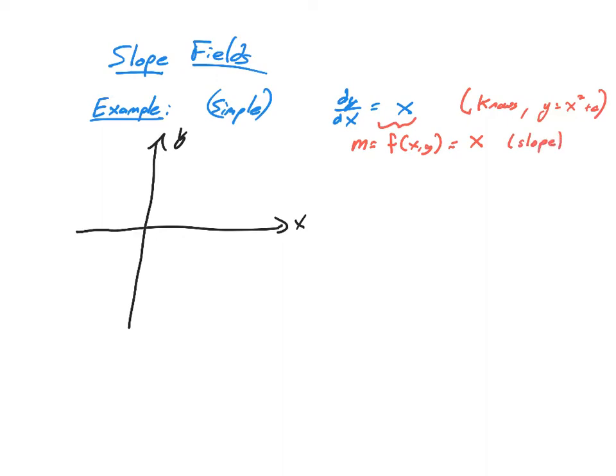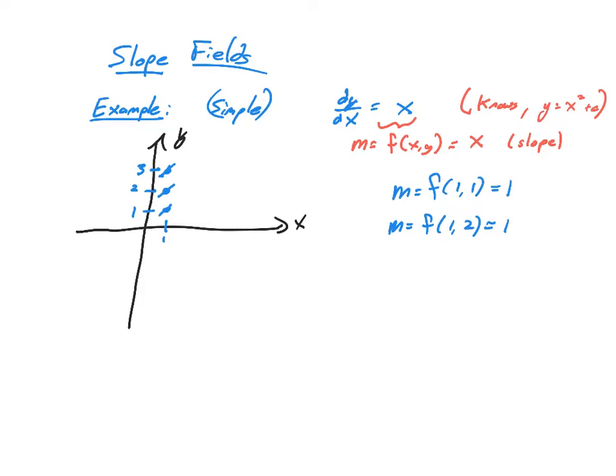So now, if I go, say, to the point 1, 1, the slope is going to be f of 1, 1, which is just 1. So it's going to have slope 1. And at the point 1, 2, if I just put that point in there, that's also going to be 1. So you can actually see that the slope of each one is going to be 1. And I just put a little mark to indicate what the slope actually is.